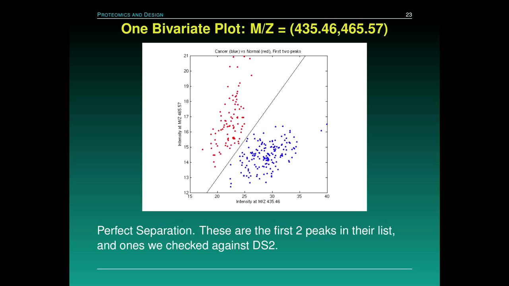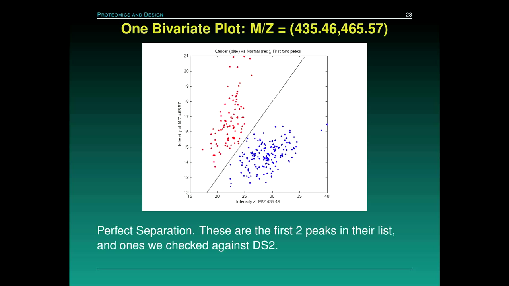We've got a better test. This is wonderful. But we then looked at the masses of the 2 peaks that achieve this perfect separation. 430, 460, so they're both in this range that we're not too excited about. So that made us disturbed.